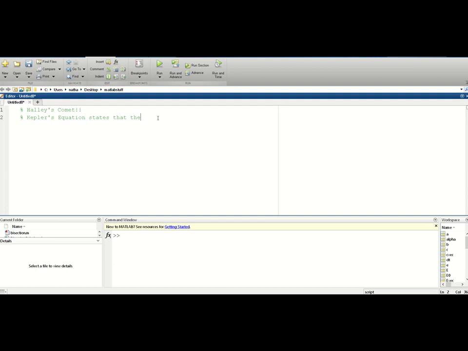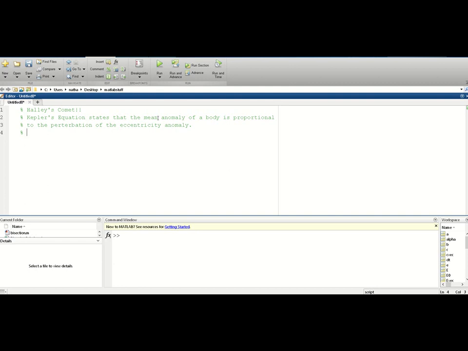states that the mean anomaly of a body is proportional to the perturbation of the eccentricity anomaly. Okay, awesome. So let's go write that down in math.